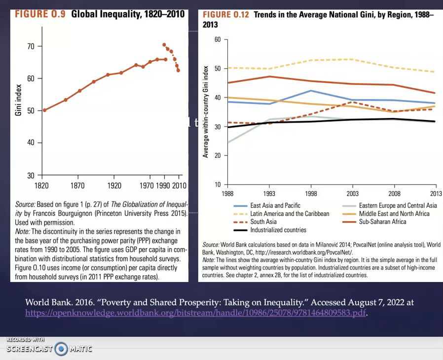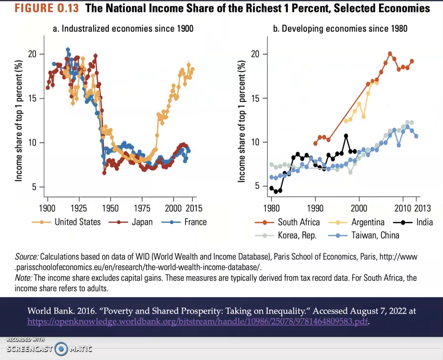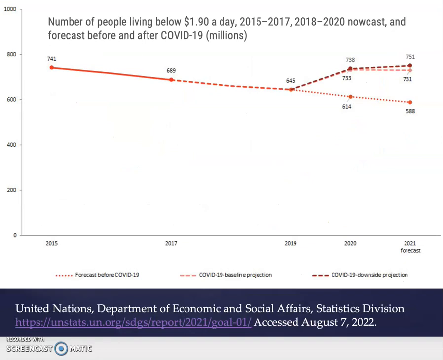Taking a look at the national income share of the richest 1% of selected countries, and again, here you can see the United States disproportionately represented in terms of the 1%. This has led to lots of discussions about we are the 99%, the 1% in the United States. And then the discussion here with the developing economies since 1980, again, South Africa, very highly represented here.